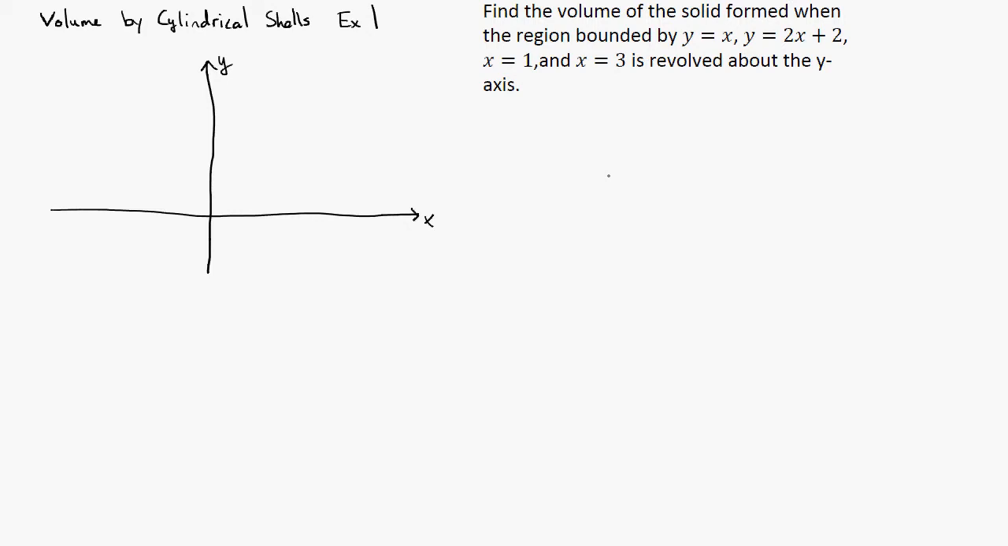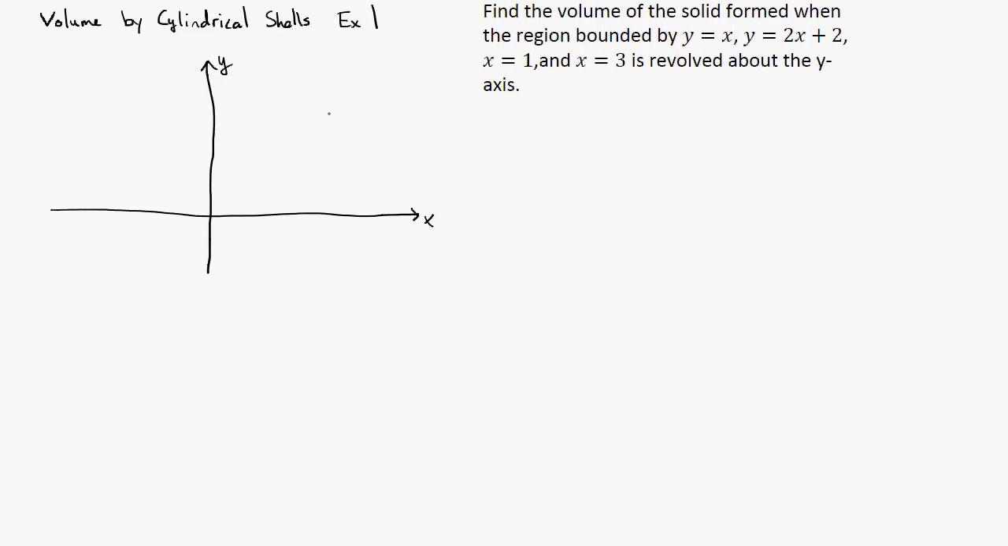In this example, we're asked to find the volume of the solid formed when the region bounded by y equals x, y equals 2x plus 2, x equals 1, and x equals 3 is revolved around the y-axis. So in this particular problem, no method is specified to compute the volume, but we'll see when we sketch the region and perform the rotation, we'll see that cylindrical shells is the best method to use.